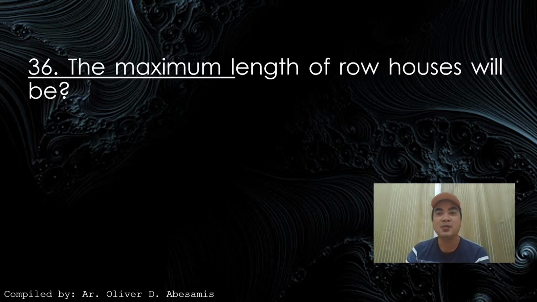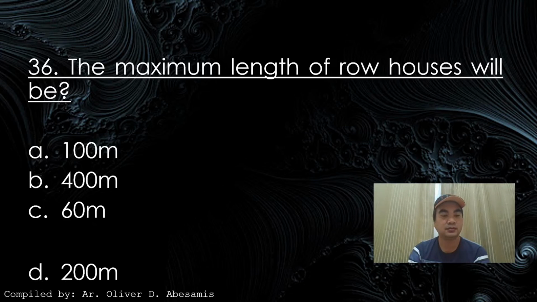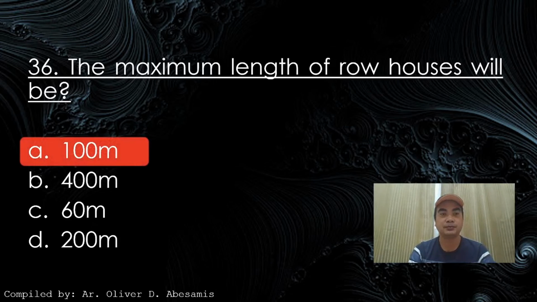36. The maximum length of row houses will be A. 100 meter, B. 400 meter, C. 60 meter, D. 200 meter. Answer: A. 100 meter.